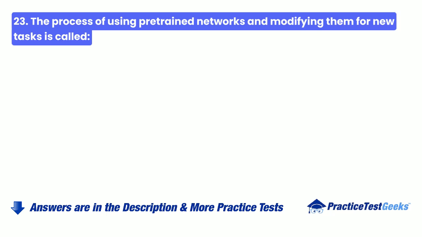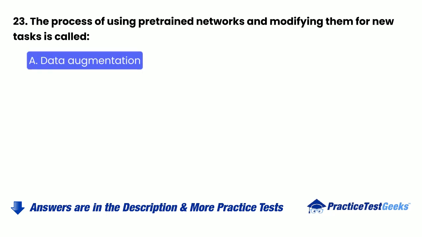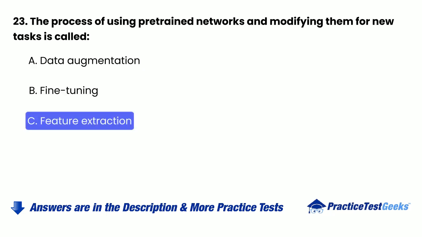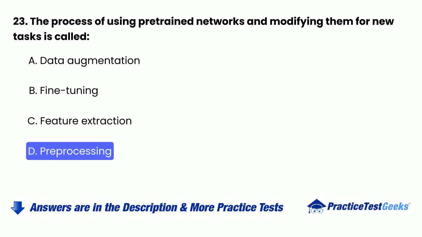23. The process of using pre-trained networks and modifying them for new tasks is called: A. Data augmentation. B. Fine-tuning. C. Feature extraction. D. Preprocessing.